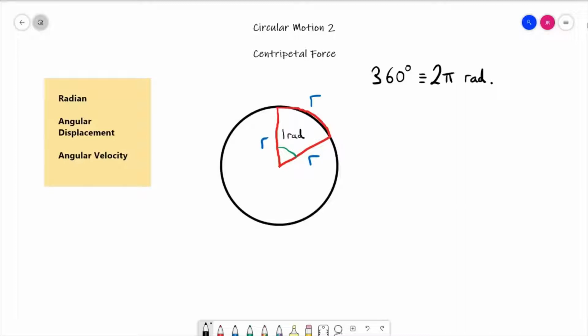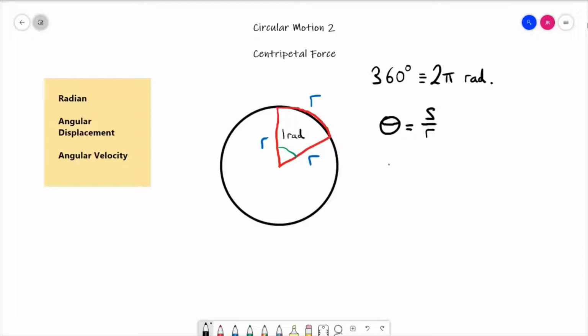For angular displacement we had the equation theta is equal to s over r, where s is our arc length, and that's also one of the ways that we can look at the definition of the radian as well. Remember that theta has to be measured in radians.